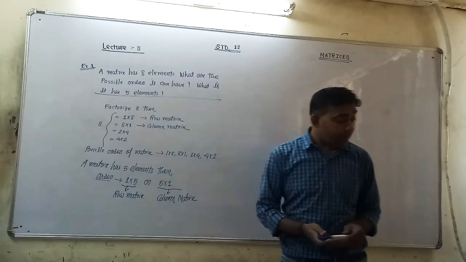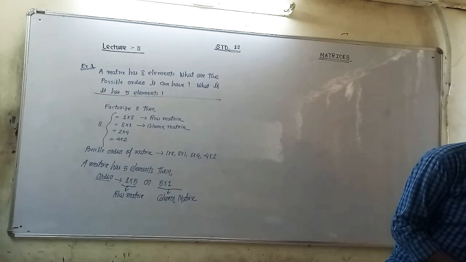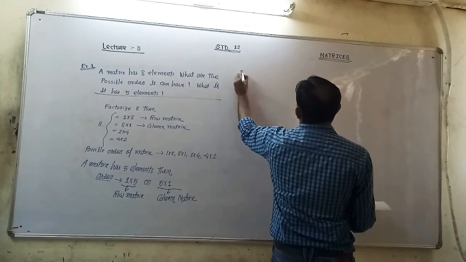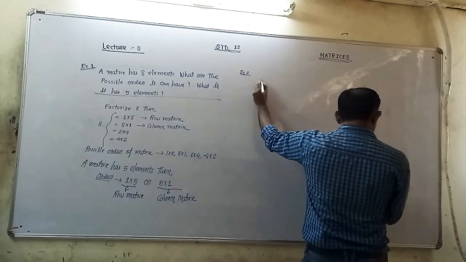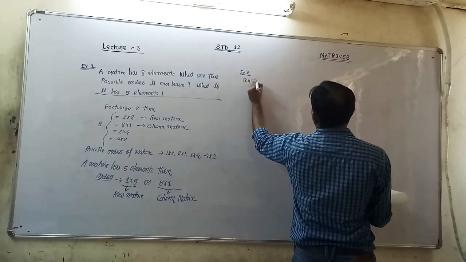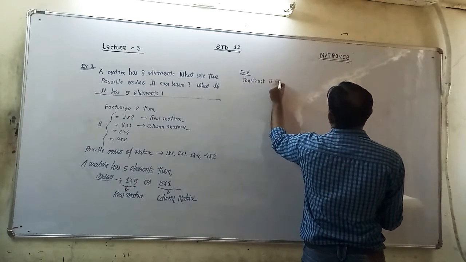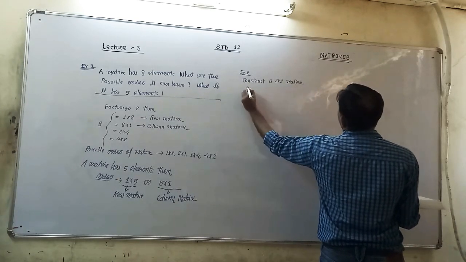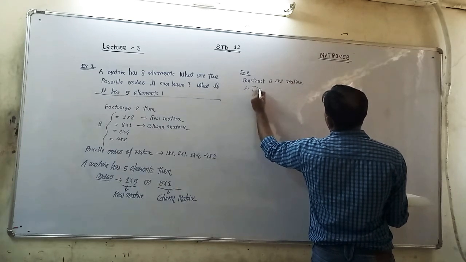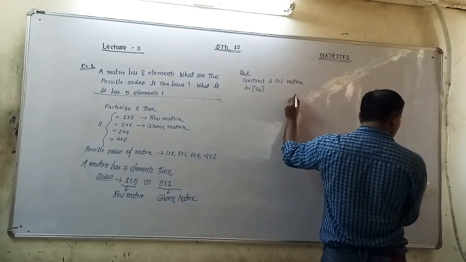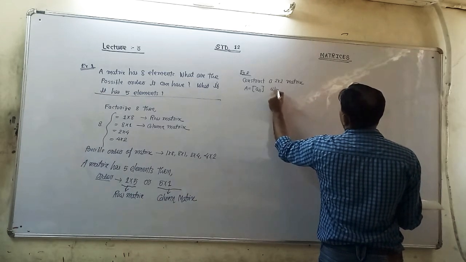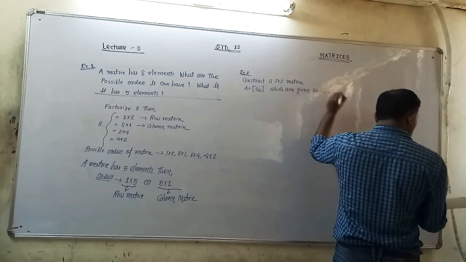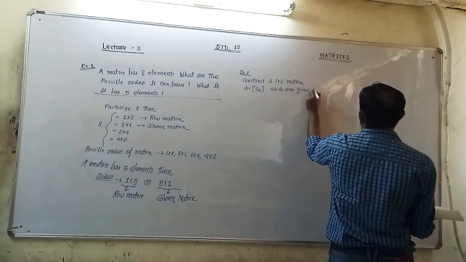Now the second question here is this. Example number 2. Construct a 2 cross 2 matrix A equals Aij, which are given by several terms.